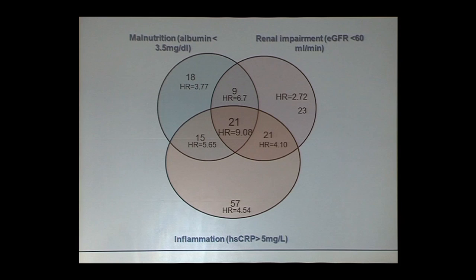Another way of looking at it is, remember, the renal function is not that impaired, less than 60. These are a dime a dozen, an EGFR of 55 or 56. Albumin, I'm not talking about malnutrition to the level of less than 3.0, just less than 3.5, or inflammation greater than 5 milligrams per liter. If you are the unlucky person in the convergence of these circles here, there's 21 patients, you're nearly 10 times as likely to die following a procedure within a year.